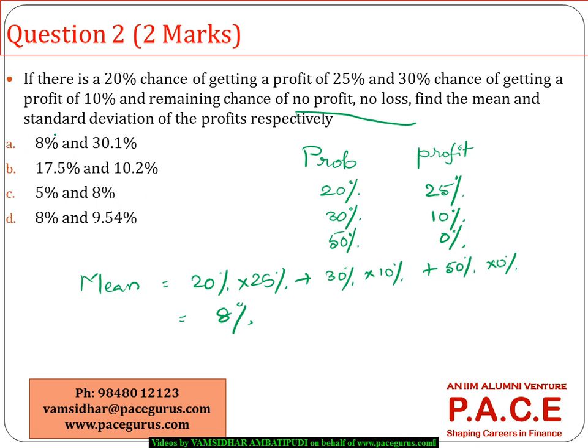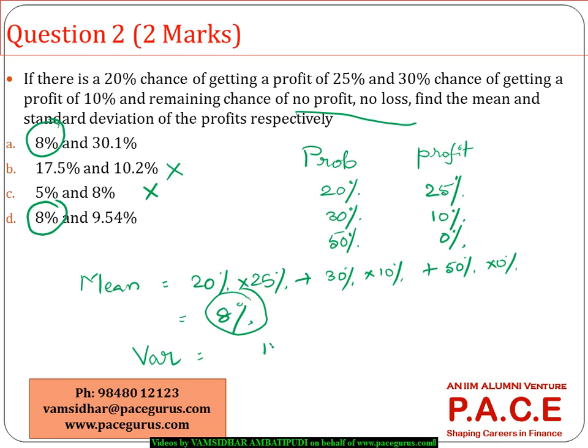There are two options, A and D, where the mean is given as 8%. So at least I can eliminate options B and C because they don't have the mean as 8%. But how do I decide between A and D? For that I am calculating the standard deviation. To calculate the standard deviation, we have to find out the variance, wherein we subtract this mean from each of the profits and do the squaring.